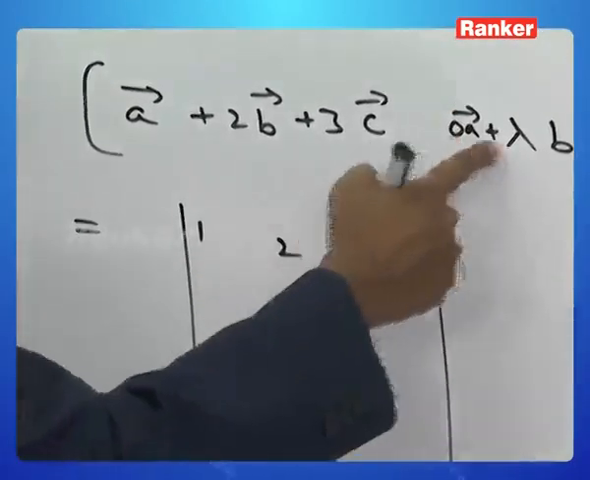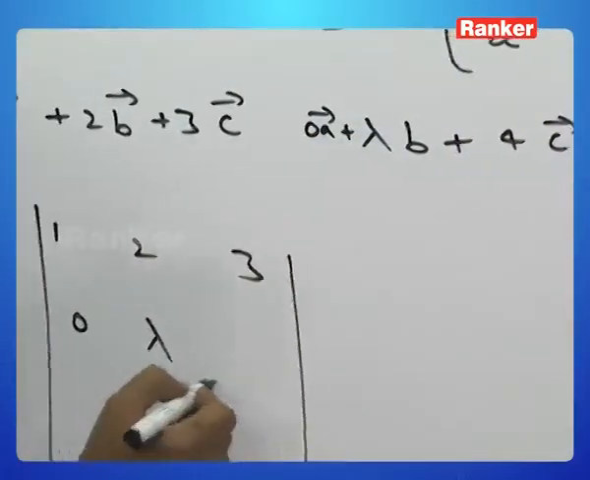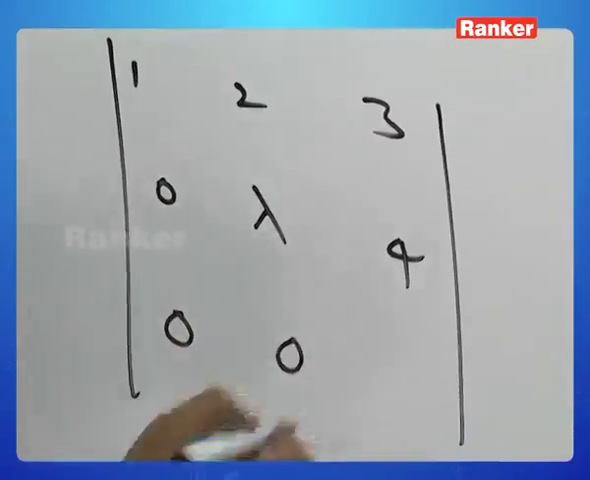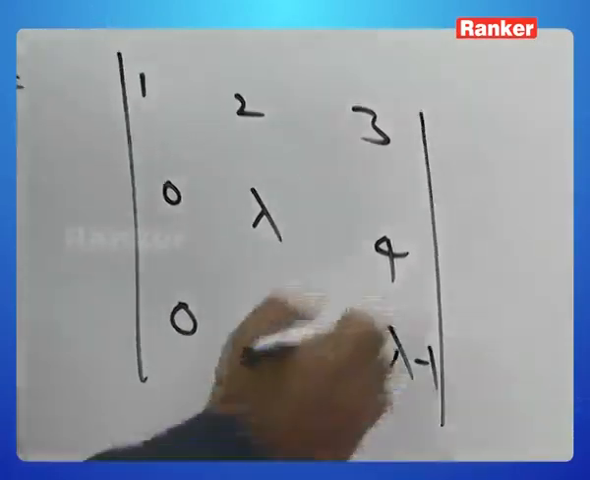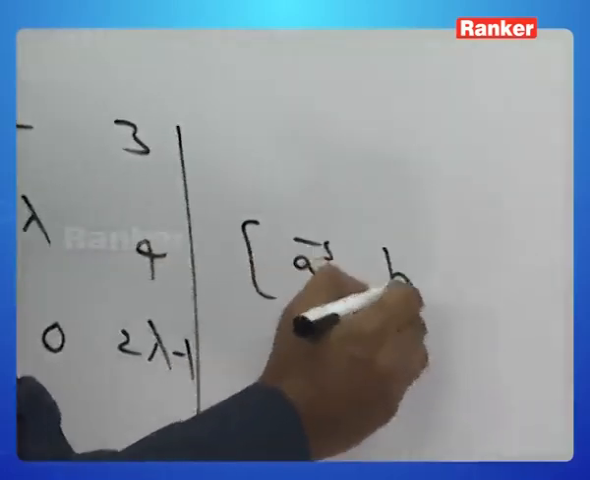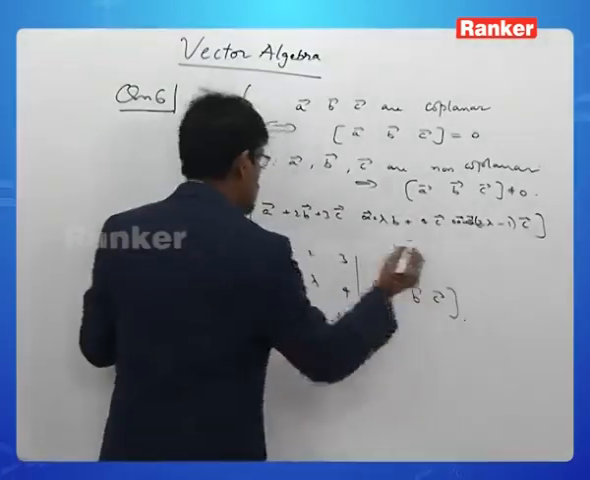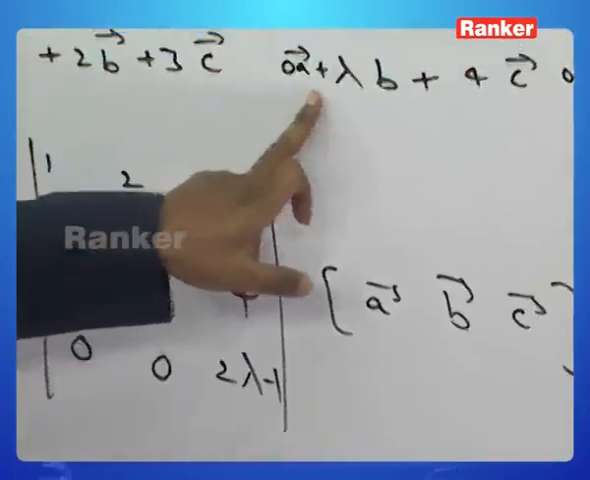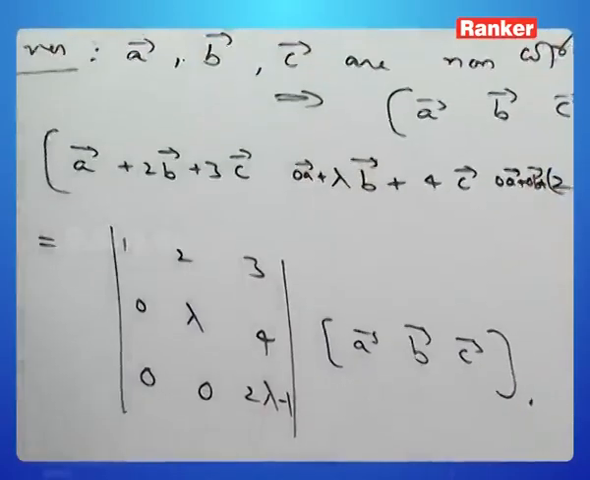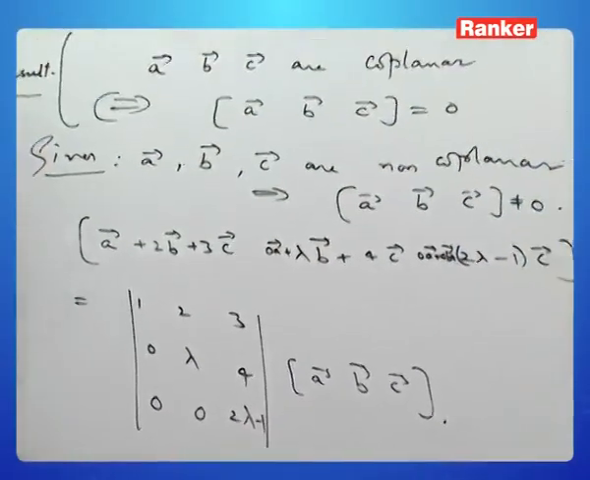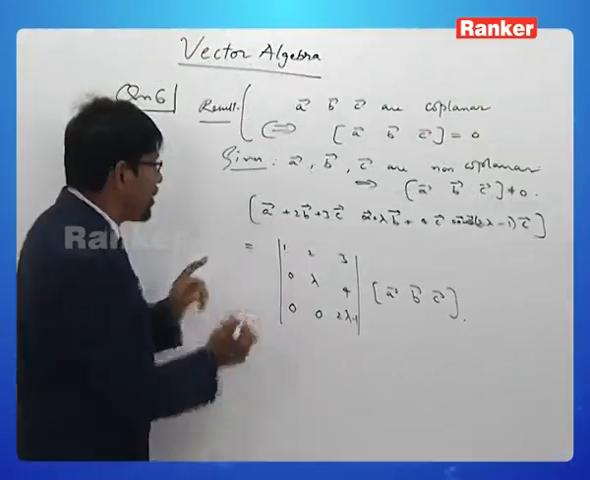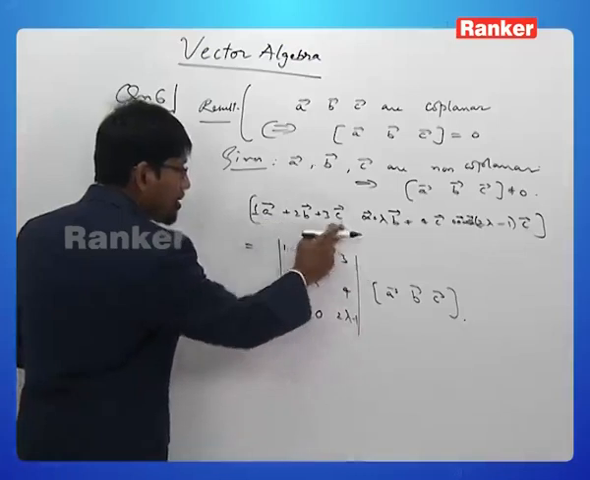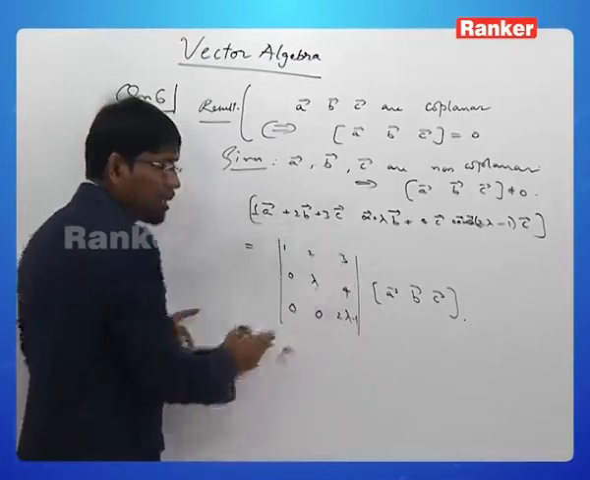And then the components of this: 0, lambda, 4. The components of the third vector: 0, 0, 2 lambda minus 1. The determinant formed by this, into the box product of a bar, b bar, c bar. So the box product of three vectors that are generated with the help of three non-coplanar vectors, we can write like this. This is a result. Now that is 1 into a bar plus 2 into b bar, so 1, 2, 3, the components of this a bar, b bar, c bar are written in the first row.